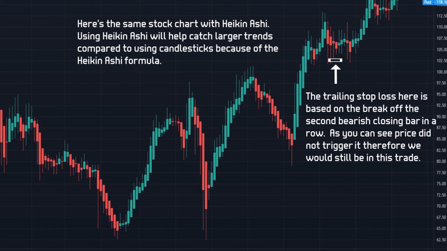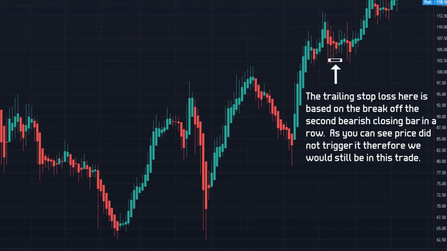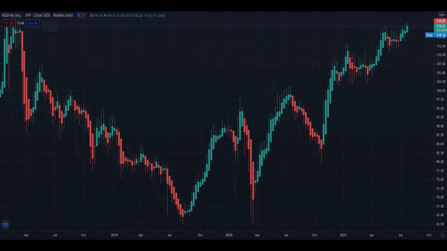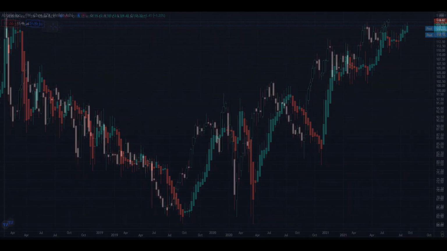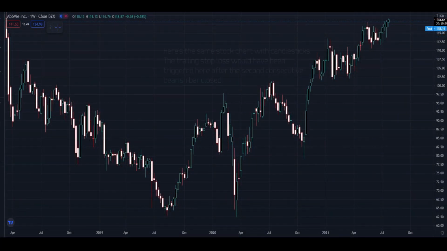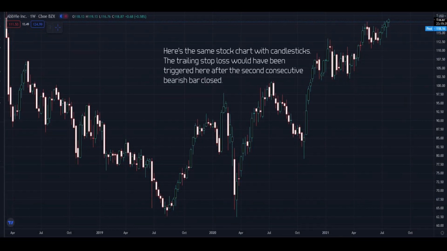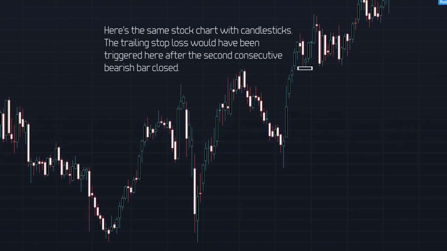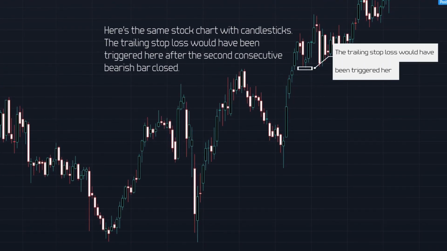The Heikin Ashi is useful for trailing stop-loss exit strategies as it helps determine the overall trend strength by filtering out excess noise compared to a normal candlestick chart. Take a look at this example to see what I mean by this. You can see the normal candlestick chart using the same exit strategy caught a much smaller trend compared to the Heikin Ashi chart. This exit strategy is better suited for long-term traders or investors.